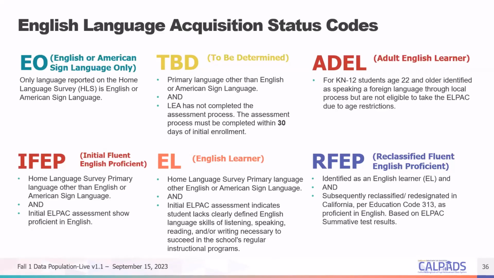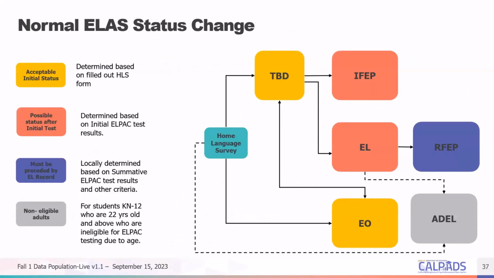If the summative LPAC results indicate that a student is English proficient, the student will be reclassified as RFEP. The ADEL status is reserved for kindergarten through 12th grade students aged 22 or older who are identified as foreign language speakers but are not eligible to take the LPAC due to age restrictions. It may be becoming clear that there are progressions from certain ELAS codes to certain others. Let's go ahead and make that as clear as possible.